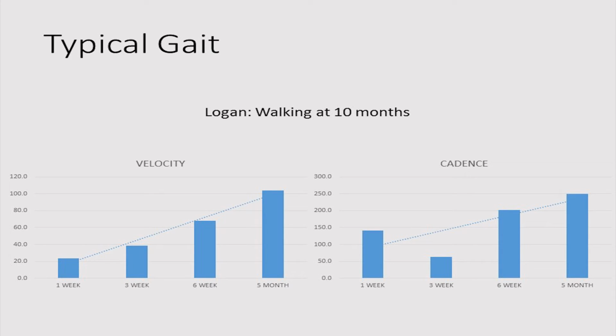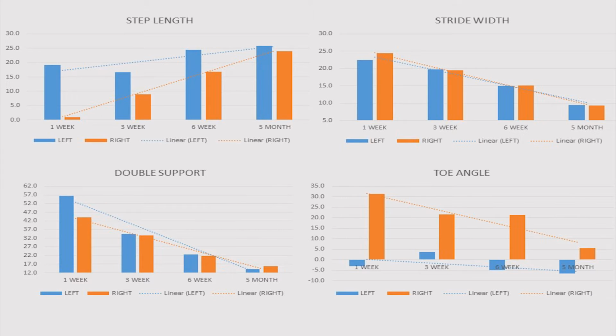So on the gait mat, we calculated velocity and cadence. We can see velocity has increased each and every test that we did at 1 week, 3 weeks, 6 weeks, and 5 months of walking experience. Cadence has also increased. This is really interesting. So step length, we can see at week 1, his right step length was significantly lower than his left. So as he was externally rotated, that right step was barely making up any distance. He was leading with his left. Over time, that gap has closed each and every test that we have done. At 5 months of walking experience it's almost closed.